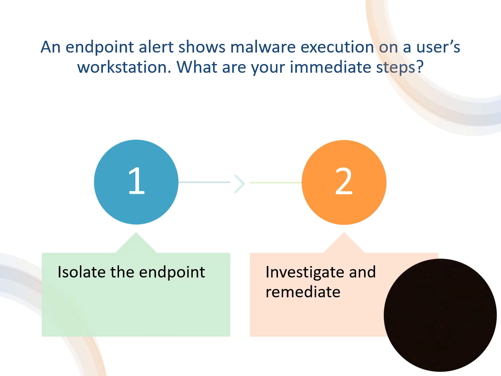Question. An endpoint alert shows malware execution on a user's workstation. What are your immediate steps? I will isolate this device immediately to prevent command and control communication or lateral movement. I also identify the malware type.